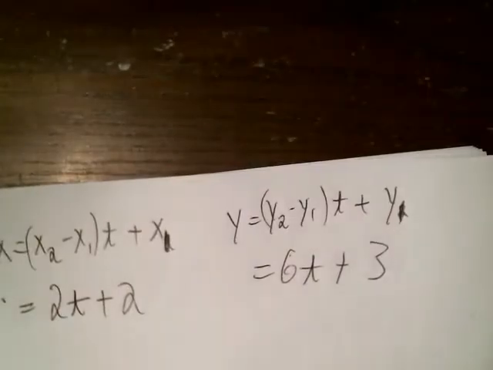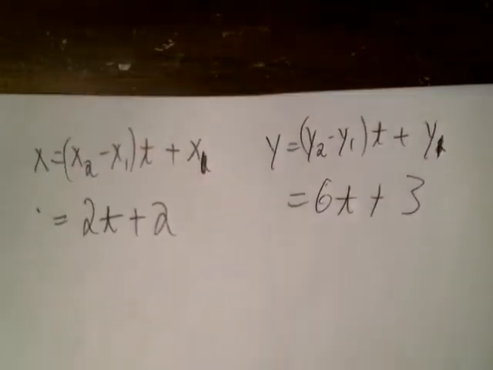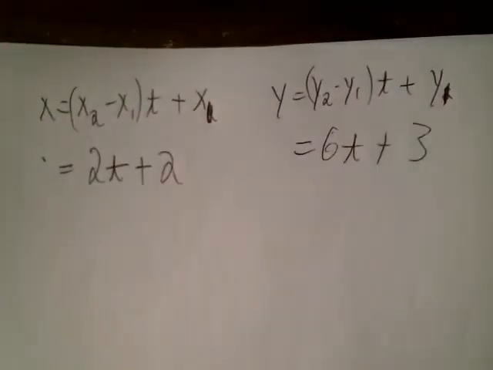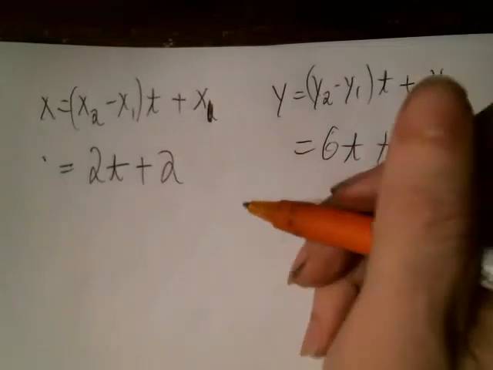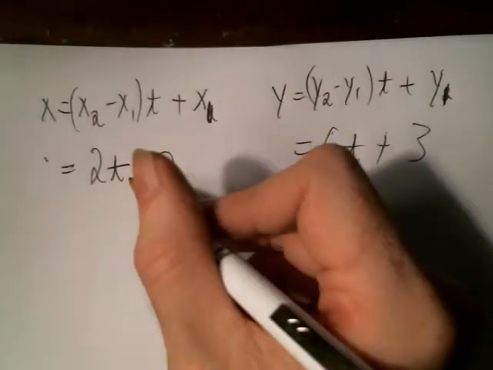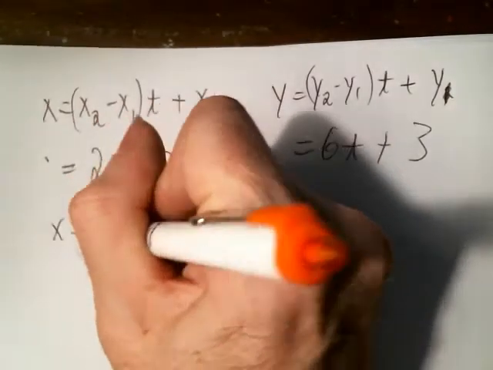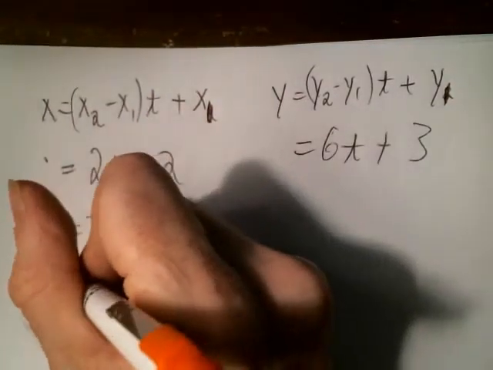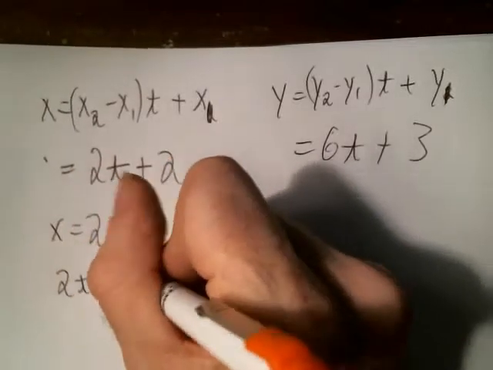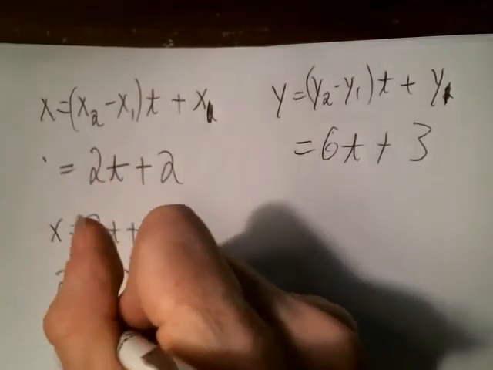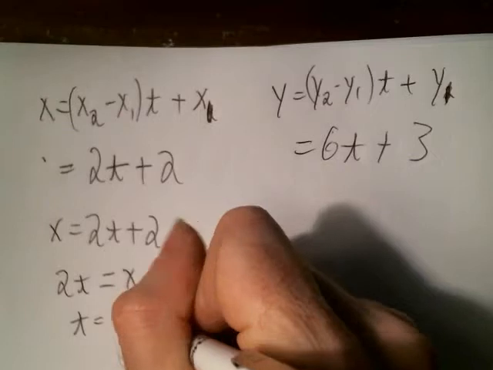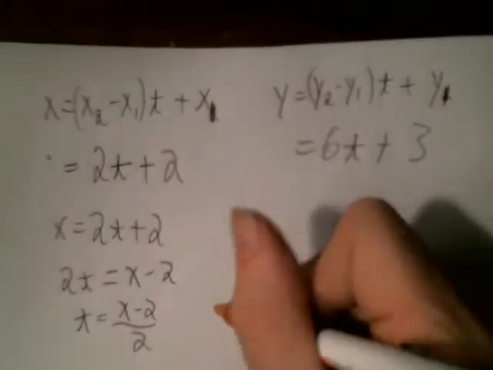And we think those are going to be formulas for this line. Like we can just use those. And so are they? Well, you can kind of solve this guy for t, right? So x equals 2t plus 2 and solve for t. So 2t equals x minus 2, and then t equals x minus 2 over 2. And then substitute that expression into here.